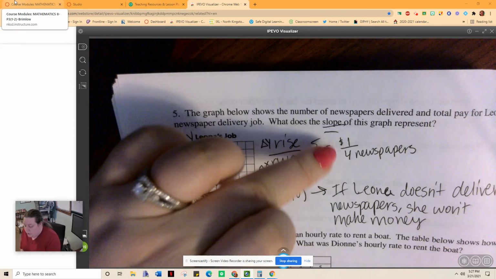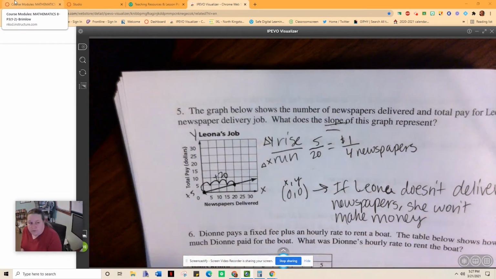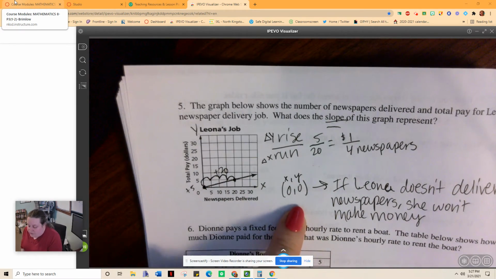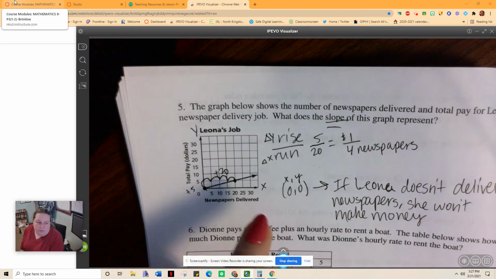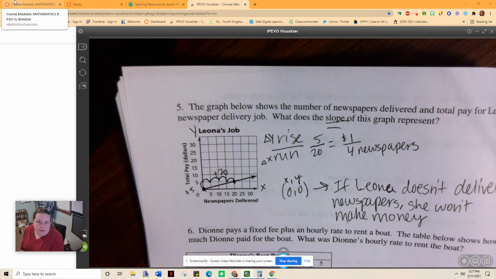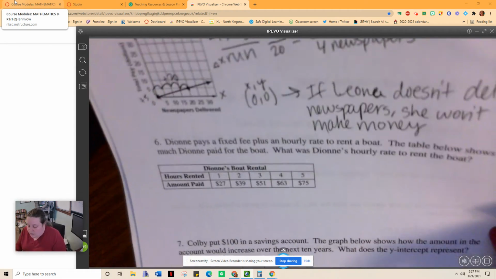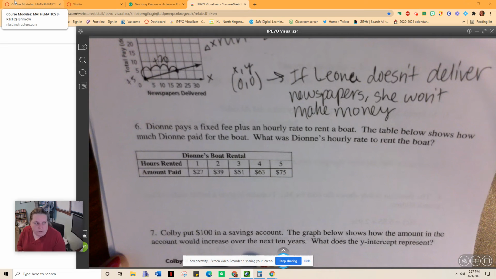Okay. So our slope, what they asked for is $1 for every 4 newspapers, and our y-intercept is 0, 0. So therefore, it means that Leona won't make any money if she doesn't deliver newspapers. Okay. So this is how you break down and analyze a graph. Now let's take a look at this table.